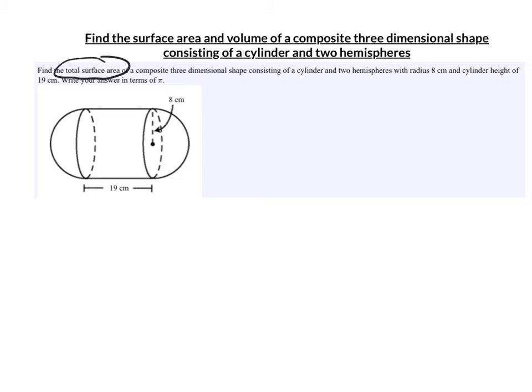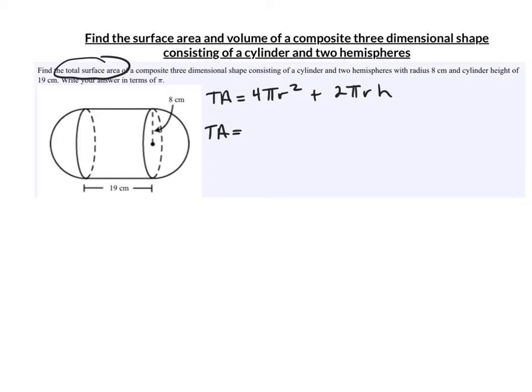So the surface area, if I add the two hemispheres together, that makes a whole sphere. It'll make one ball. So the total area of this thing is going to be the area of one sphere. The area of a sphere is 4 pi r squared plus the lateral area of a cylinder, which is 2 pi r h. So it's just a matter of plugging in the numbers then.